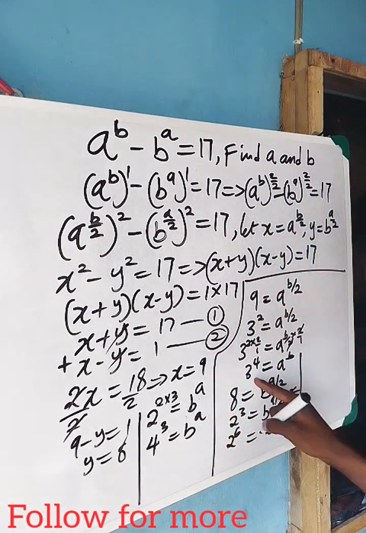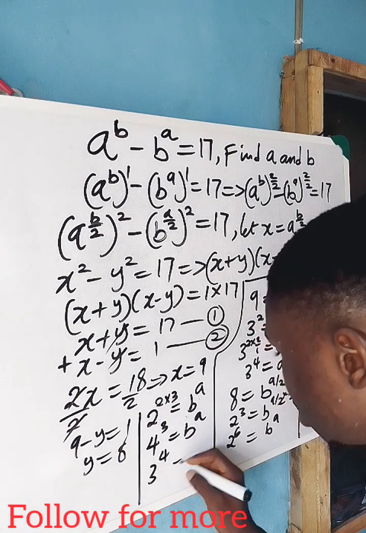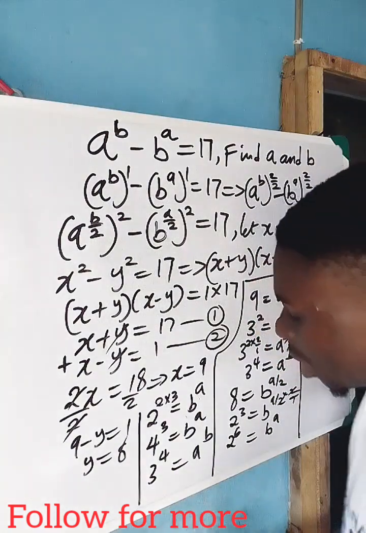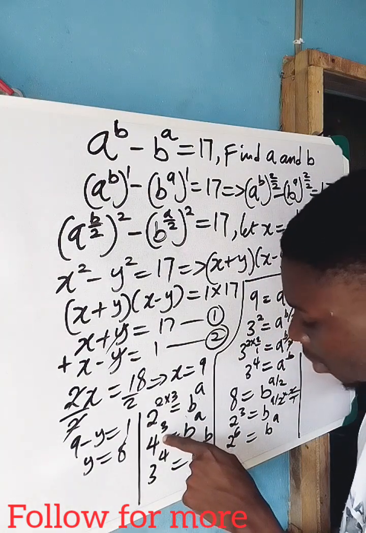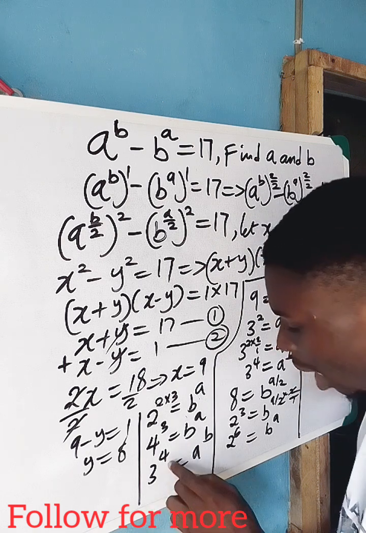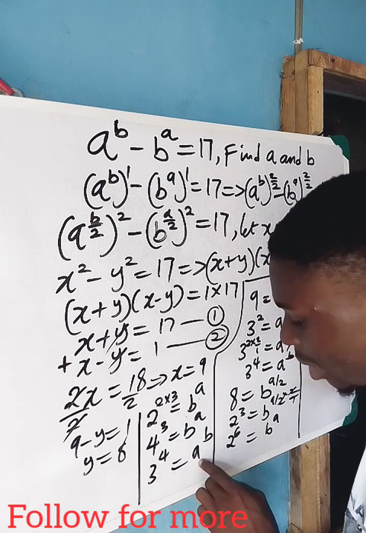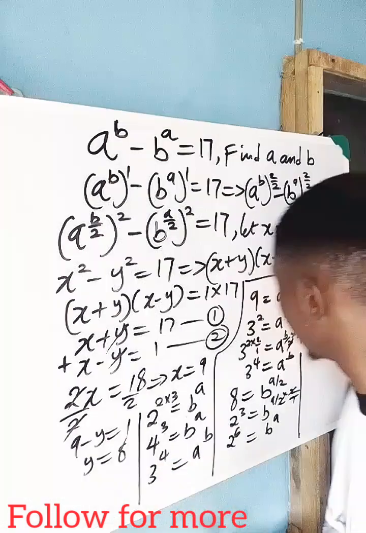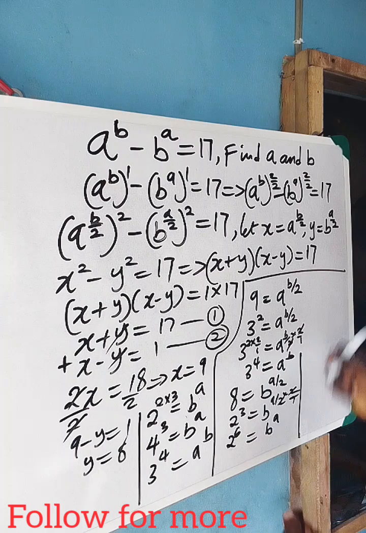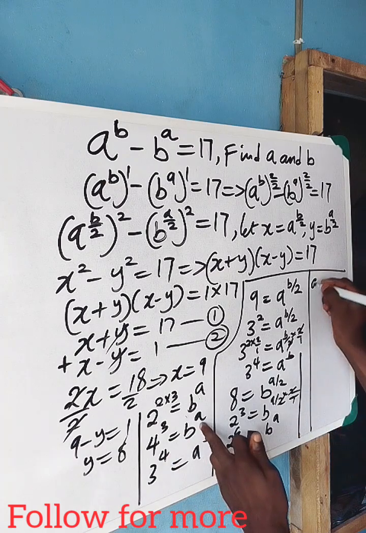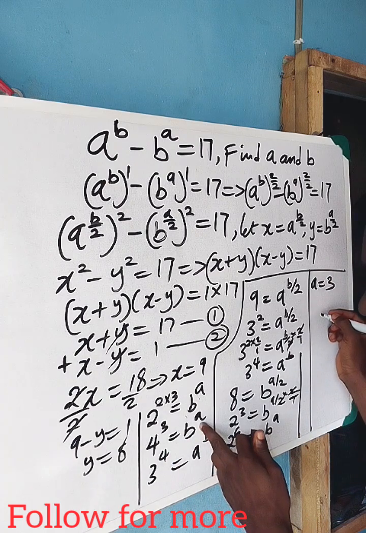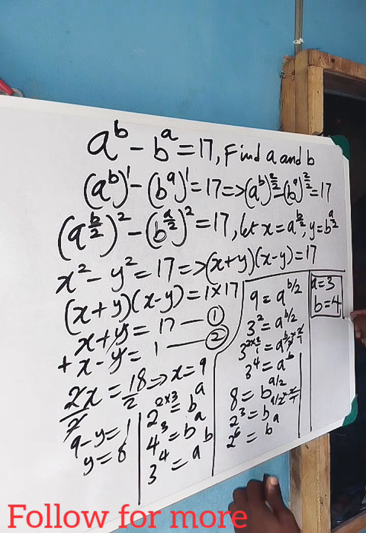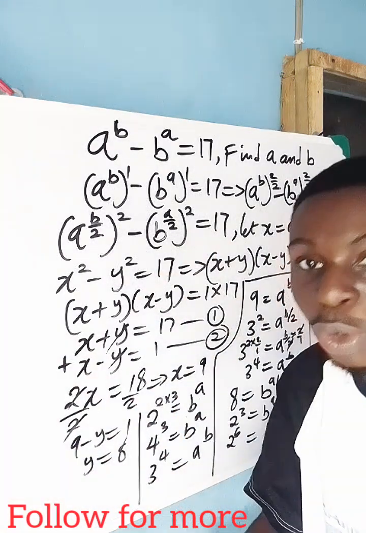Now just look at this. Remember we said that 3 to the power of 4 is equal to a to the power of b. Just compare this. Our a here is 3, our b here is 4. Now look at the second equation. Our a here is 3, and our b here is 4. It is confirmed that our value of a is equal to 3, and our value of b is equal to 4. So these are the two solutions to this amazing Olympiad math question.